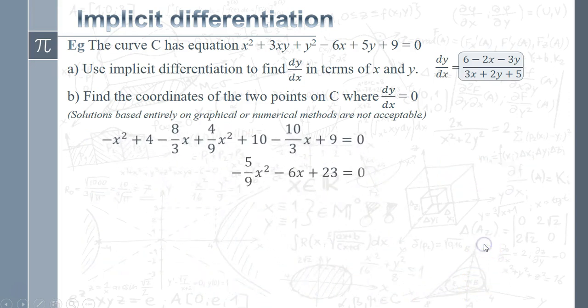And so now, a little bit more tidying up, so I've got minus x squared plus the 4 over 9 x squared, that gives me that bit. And then the x terms, we've got minus 8 over 3 minus 10 over 3 becomes minus 18 over 3, which is just minus 6. That's nice and simple. And then I've got the 4, the 10, and the 9. That's where the 23 is coming from.